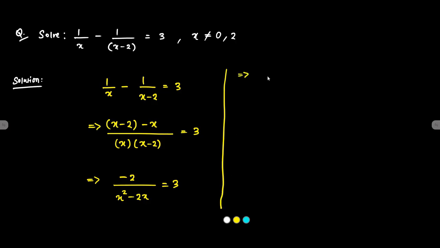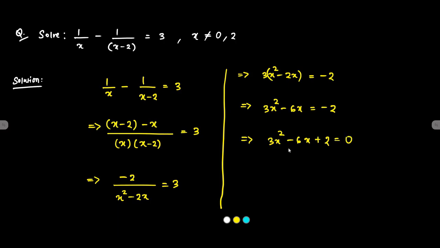That implies cross multiplication: 3 into x square minus 2x is equal to minus 2. That implies 3x square minus 6x is equal to minus 2. That implies 3x square minus 6x plus 2 is equal to 0.